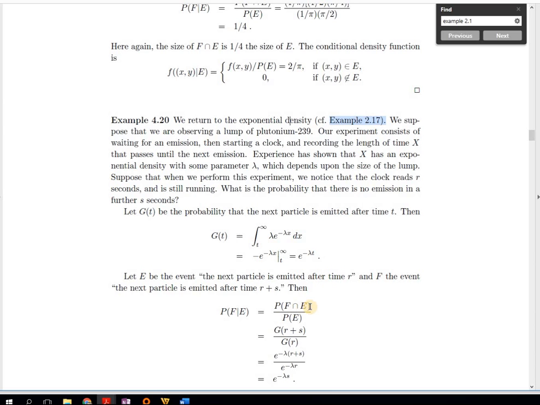The probability of F intersect E is going to be this g of r plus s. As I mentioned, to do this one, all you have to do is replace the t with r plus s. And then in the denominator you have E. E is waiting until time r, so I'm going to replace the t with r. If I take this ratio and work it out, I get e to the minus lambda s.